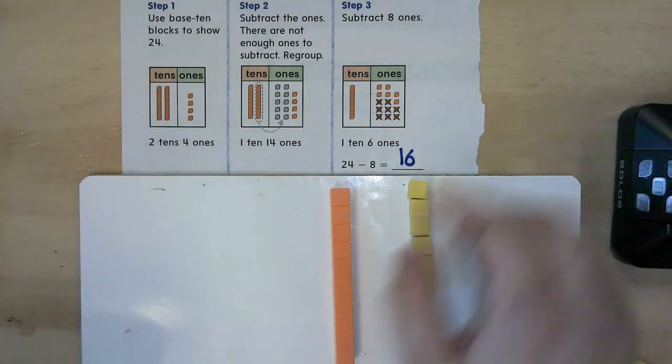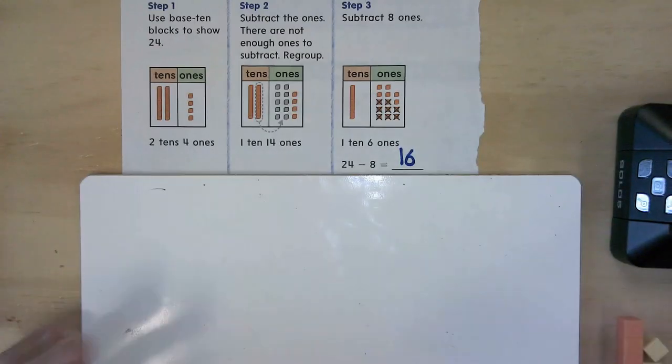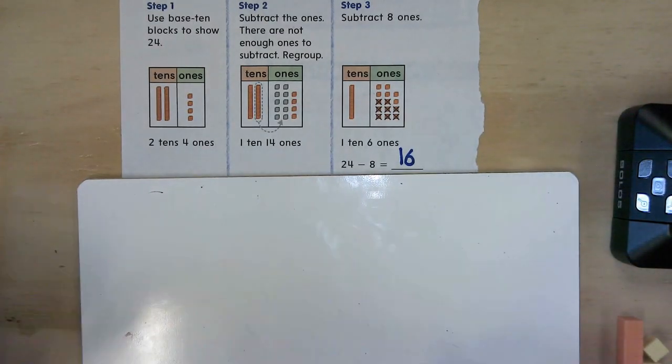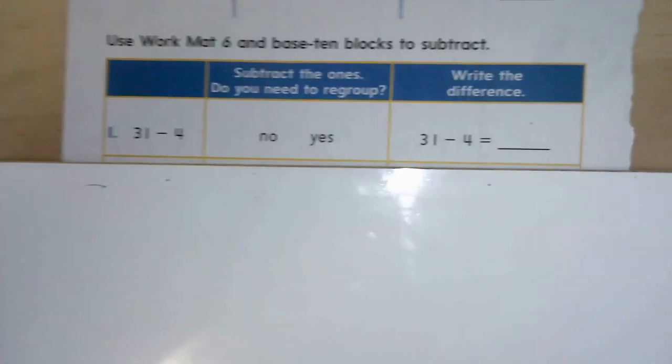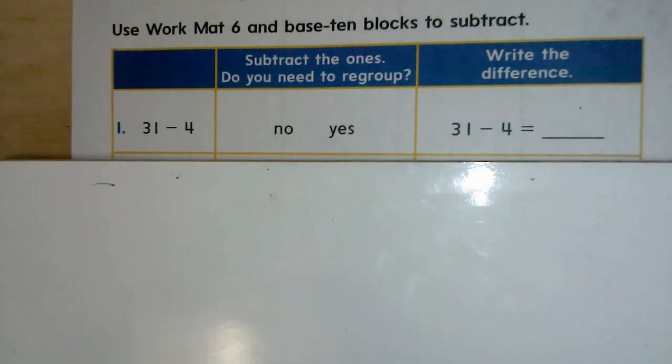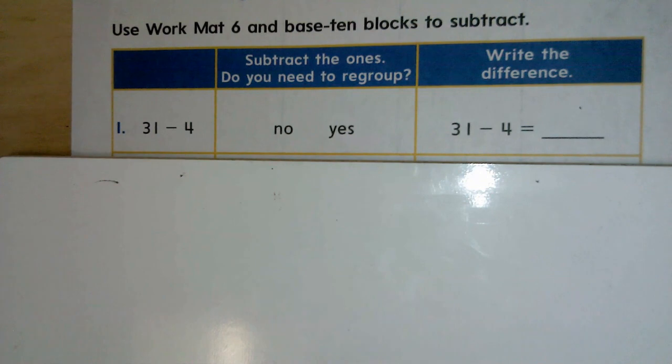All right. Now, if you didn't have your base 10 blocks, we can draw those pictures in, which is what we're going to do on our next problem. So let's go ahead and check out down below. We're going to look at number 1. I'm going to zoom in on number 1. It does say to use your workmat 6 and use your base 10 blocks. But if you don't have that, that's okay. Because what we're going to do is use our whiteboard and whiteboard marker, or piece of paper and pencil.